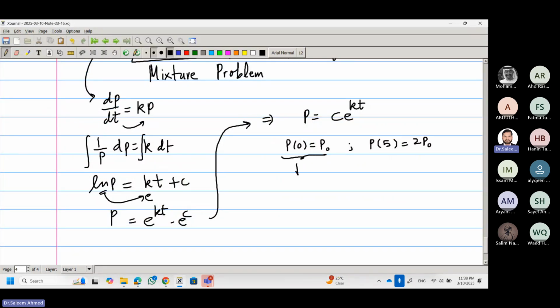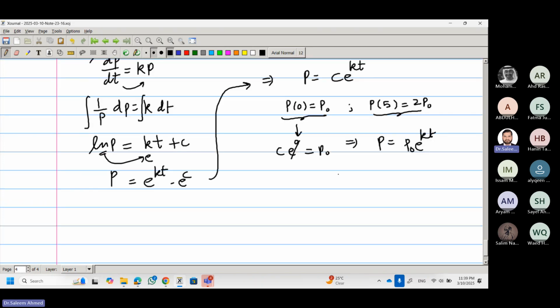So see, two conditions are given. If you use this condition, P at 0 is C e to the power 0, which is equal to P naught. So e to the power 0 is 1. So C is P naught. So this implies that my P becomes P naught e to the power kt, right? From this equation. And now if you use the second condition, it will give you k.